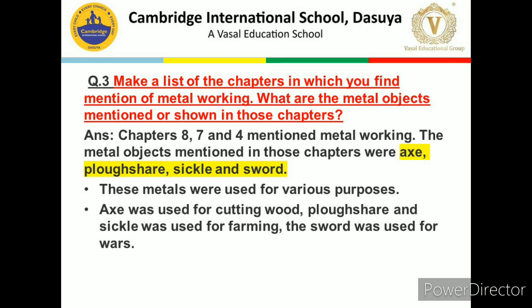those chapters were axe, plowshare, sickle and sword. These metals were used for various purposes. Axe was used for cutting wood, plowshare and sickle were used for farming, and sword was used for wars.